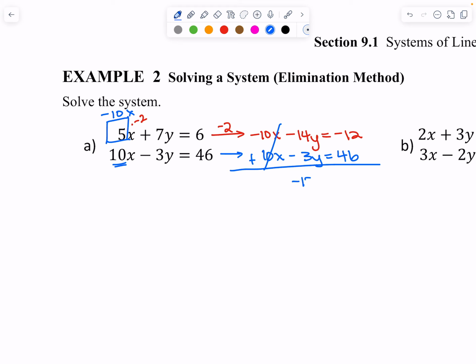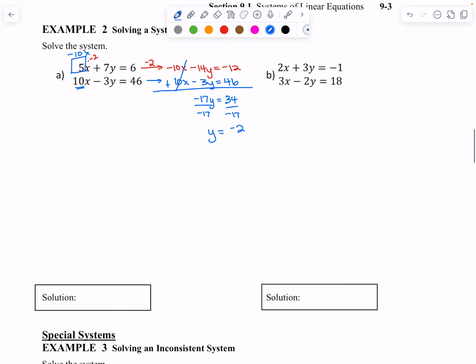So I've got a negative 17y. That's going to give me what, 34? Then I just divide by negative 17. And my y value will be negative 2. So I'm going to go ahead and stick that in my solution down here, negative 2. I go ahead and do that so I don't forget that, oh, wait a minute, I'm missing something. Because a lot of folks will just circle that and say, I'm done. But you will have 2 answers. You're going to have an x and a y.